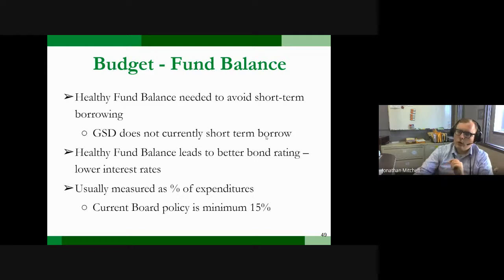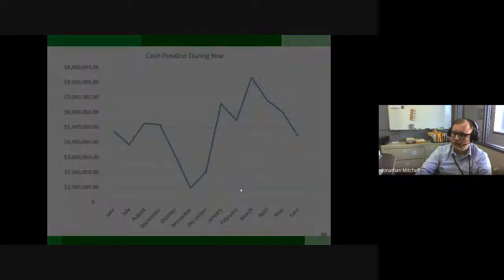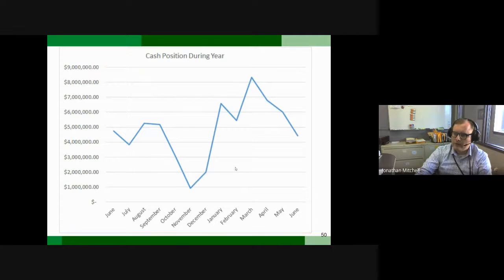So the total fund balance percentage is measured as a percentage of expenditures. Board policy sets this as a minimum of 15%, and the district currently sits close to 20% of fund balance percentage.